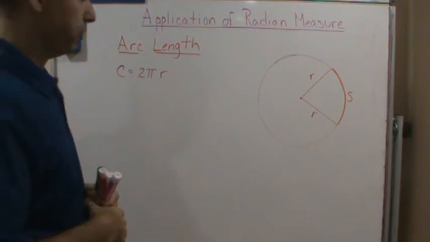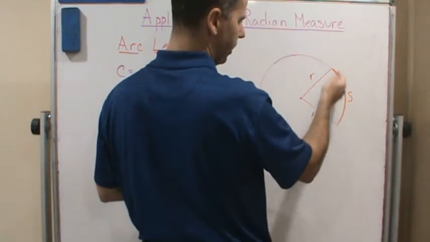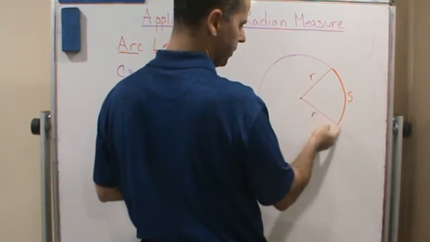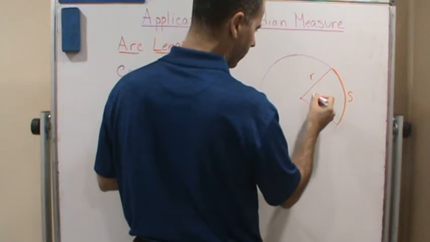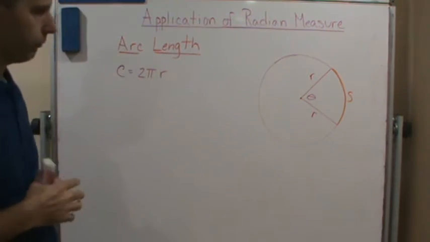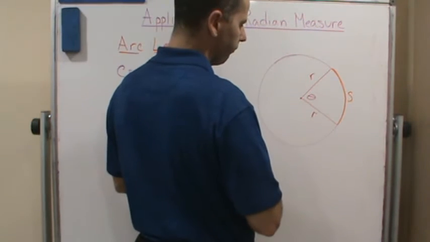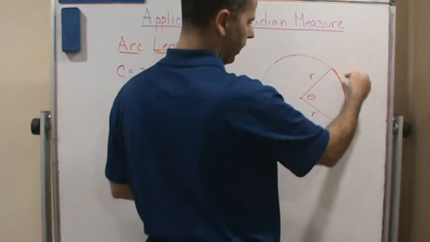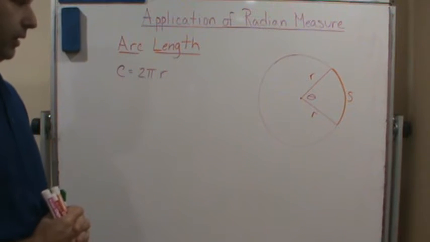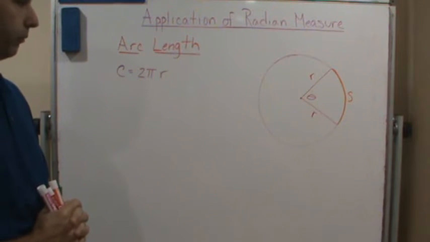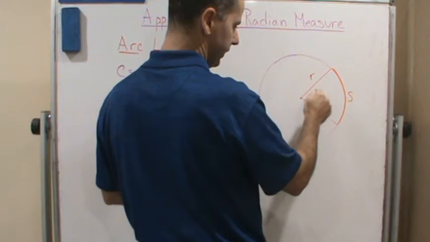But really, in most cases, what is it? The arc length S is the segment of the circumference that is intersected by this central angle, let's say theta. That's what the arc length is. It's the length of that segment of the circle that is cut off by the radii made by this central angle.